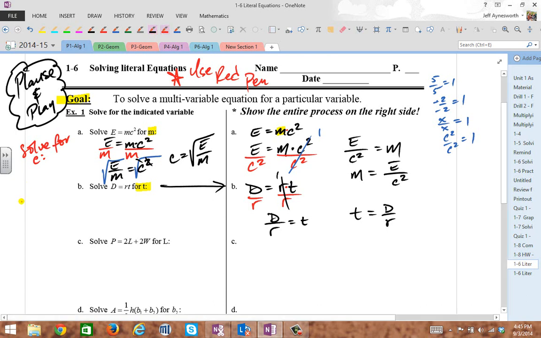But on the left, let's have you try it now. Let's solve for r, not t. Okay? So pause the video. Give that a shot on the left side, right here. I said pause the video. Give it a shot. Don't just wait for me.